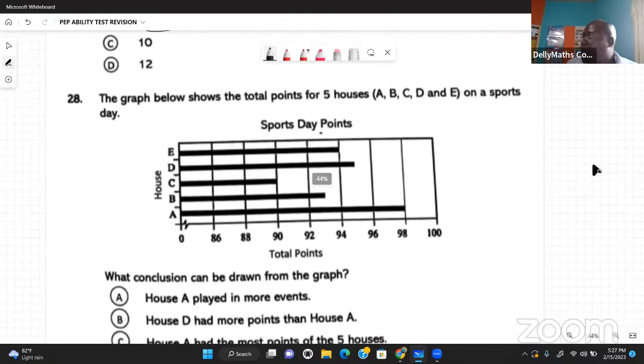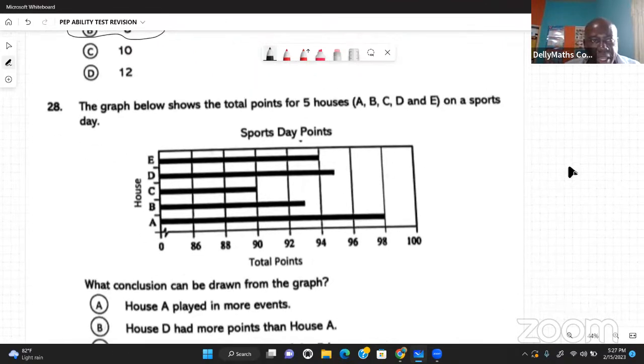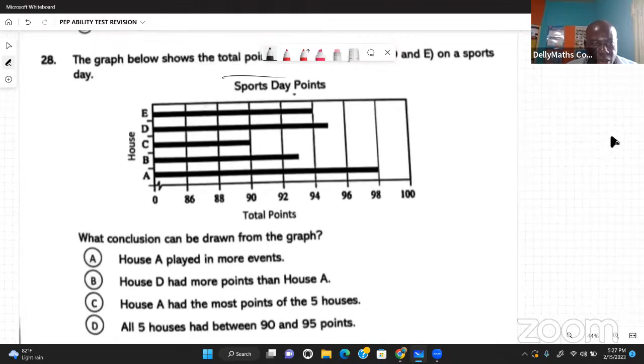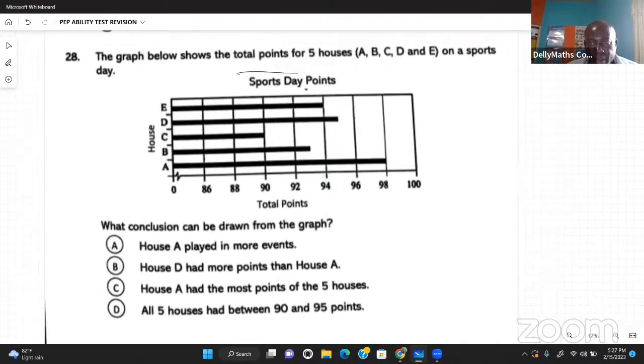All right, so we're going at 28. So 28 says the graph below shows the total points for 5 houses, A, B, C, D, and E. This is like a sports day points thing going on right there. So here is the question. It says, what conclusion can be drawn from the graph? Well, you're going to have to go through them and see what works and what does not. Conclusion: House A played in more events.